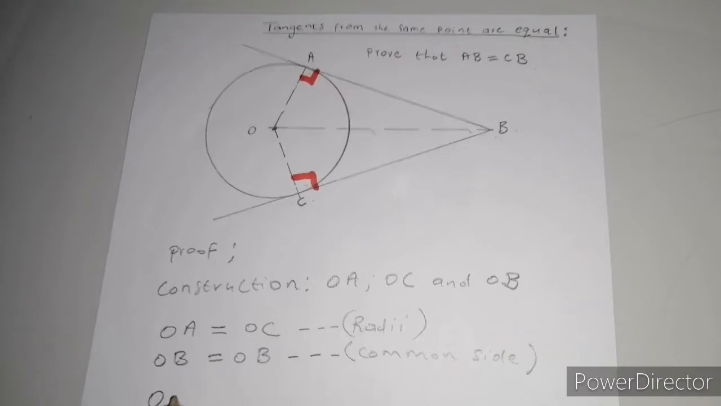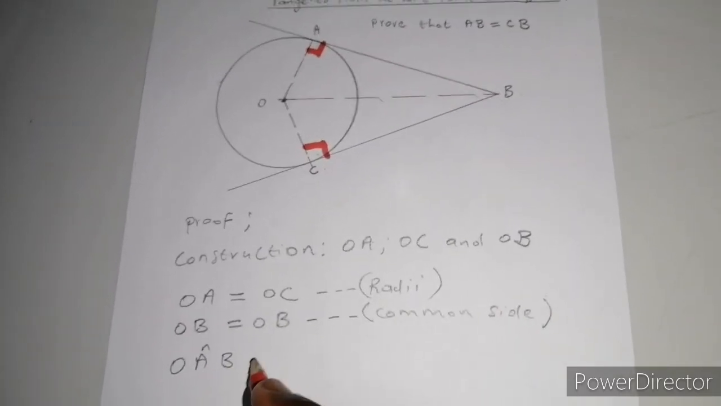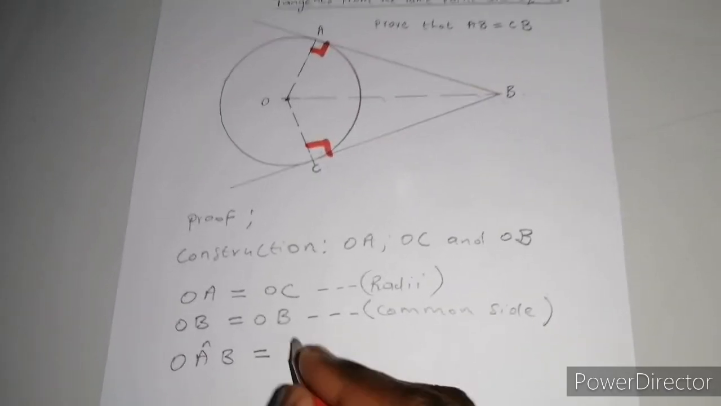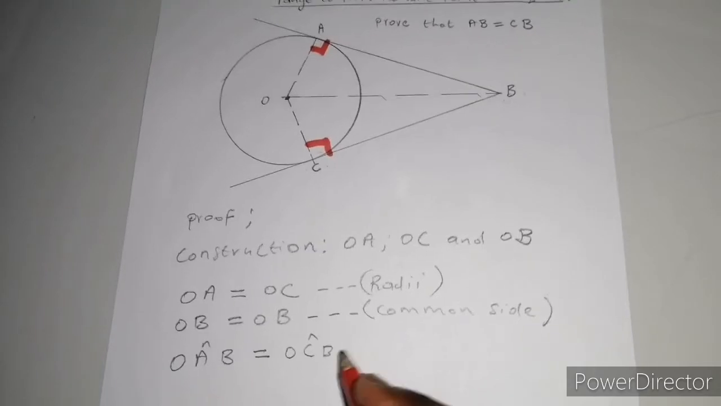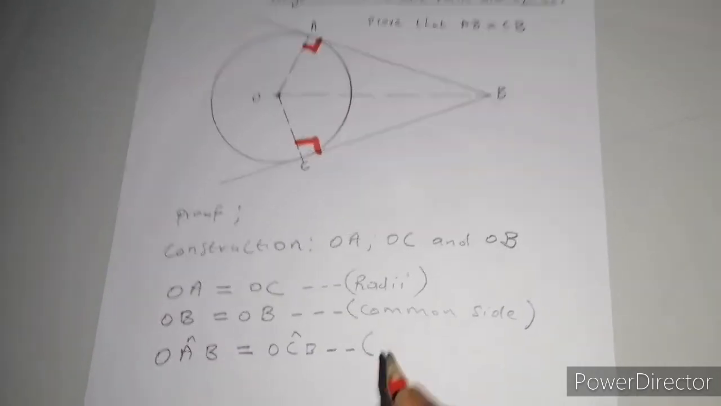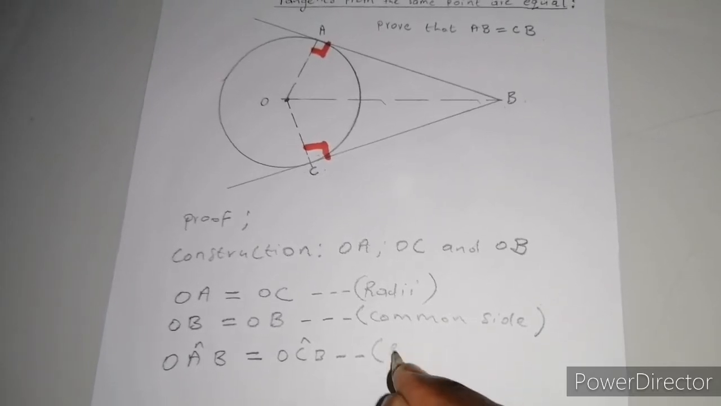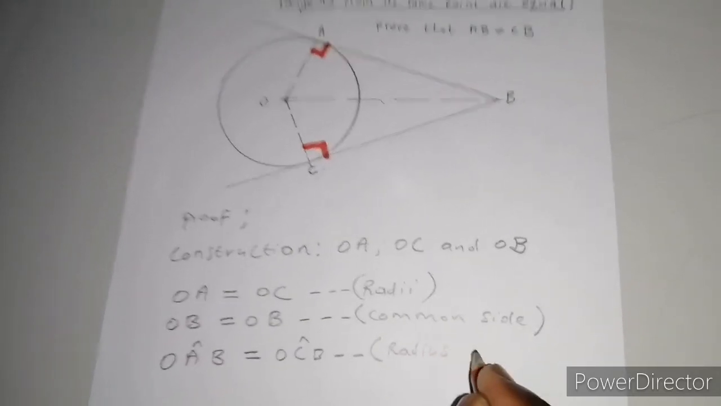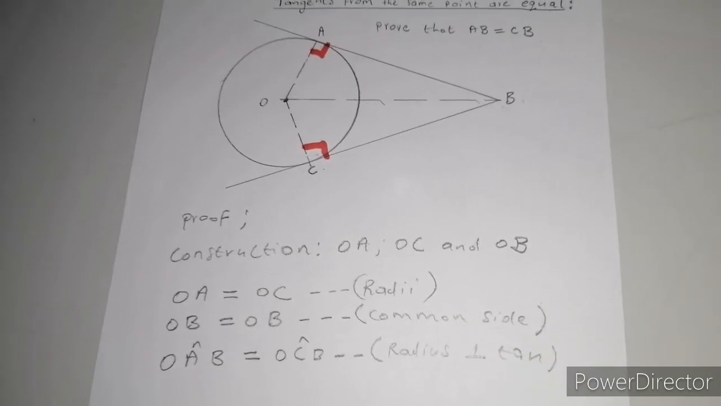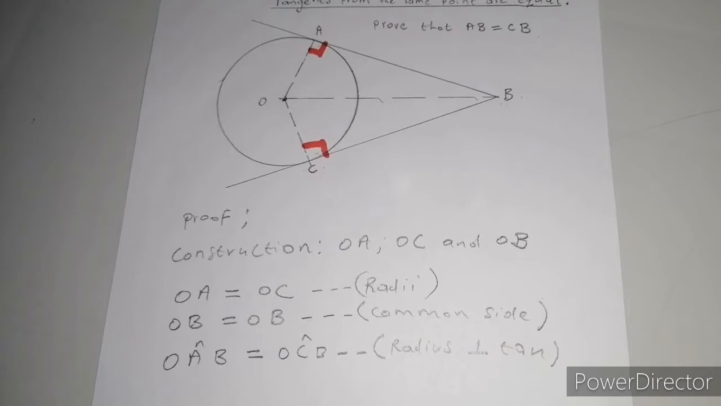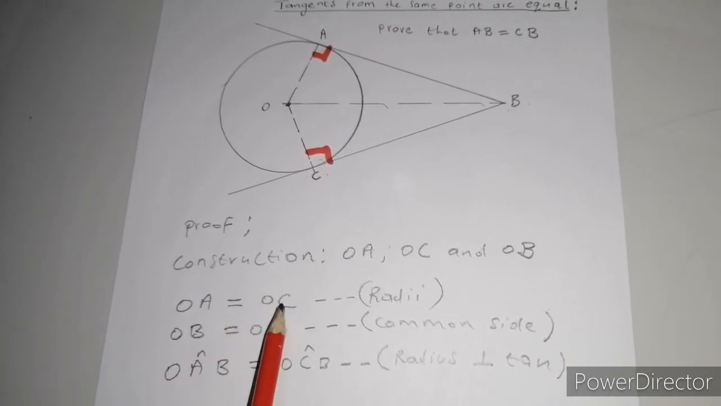Angle OAB is equal to angle OCB. What is the reason? Because radius is perpendicular to tangent. Radius perpendicular to tangent. Now, when we check here, we have this pair, OA equal to OC.